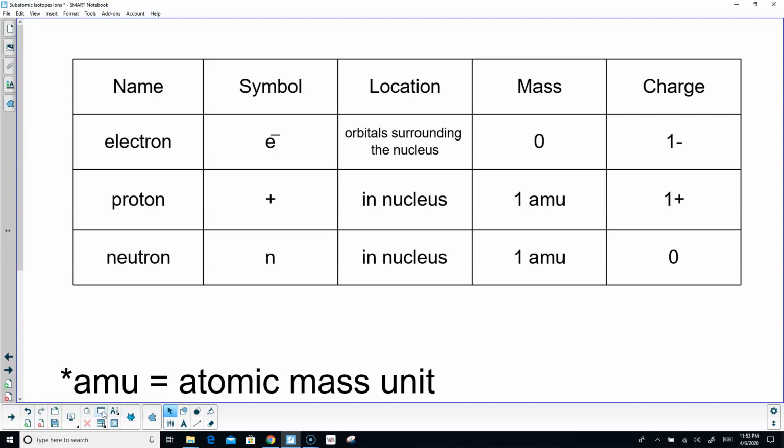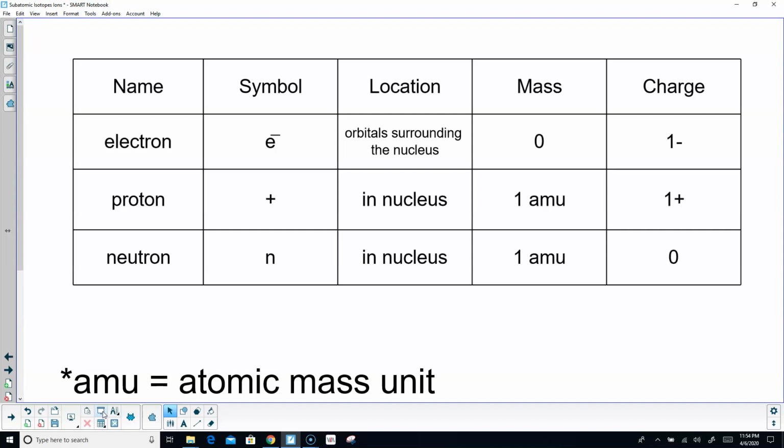Notice they have no mass. Okay, electrons are essentially massless. They do have mass, but man, it's so tiny, it is insignificant. It takes 2,000 electrons to equal the mass of either a proton or a neutron, and no atoms have that many electrons, so they essentially have no mass. Notice they have a -1 charge.